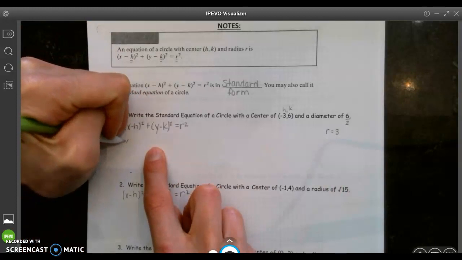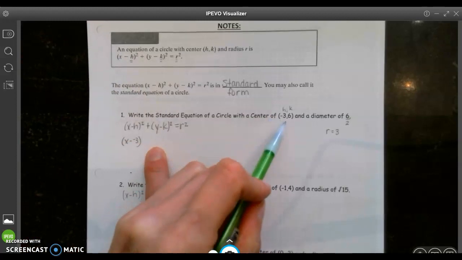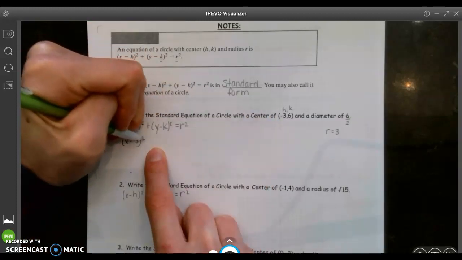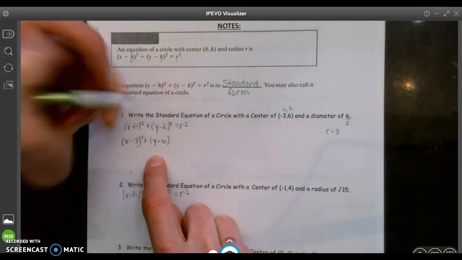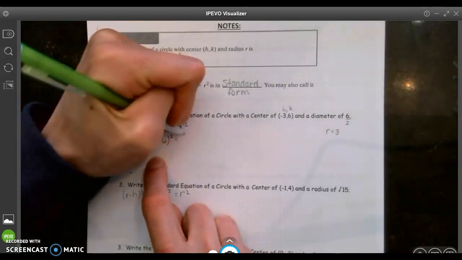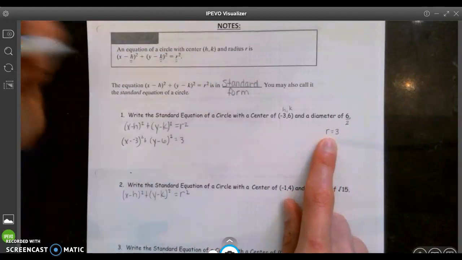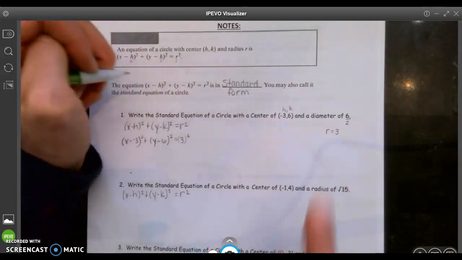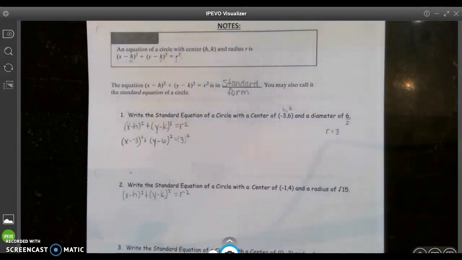So we have x minus -3 for h, I got the -3 from right here, squared, plus y minus 6 for k, and I got the k from right here, squared, equals r, which is 3 over here, squared. And I'm going to put that in parentheses just in case you were ever given a negative. You shouldn't be, but just in case our number is ever negative, if we were to square that, it should be a positive.